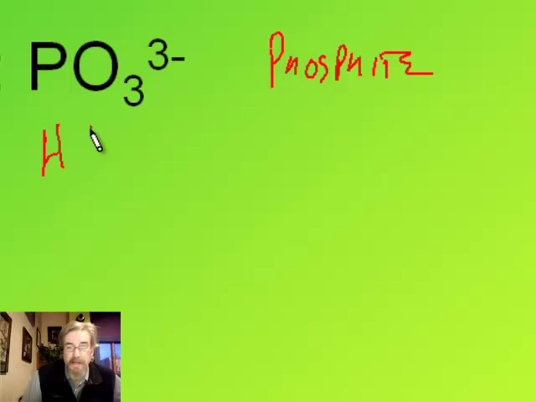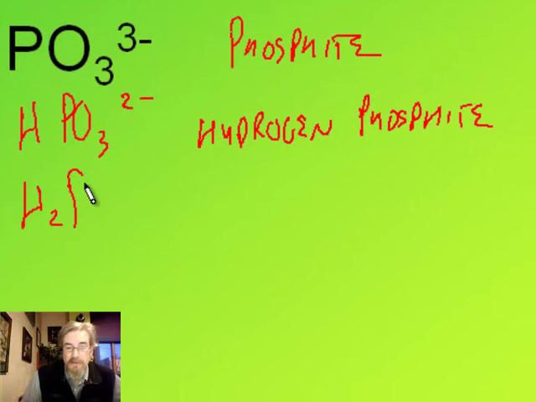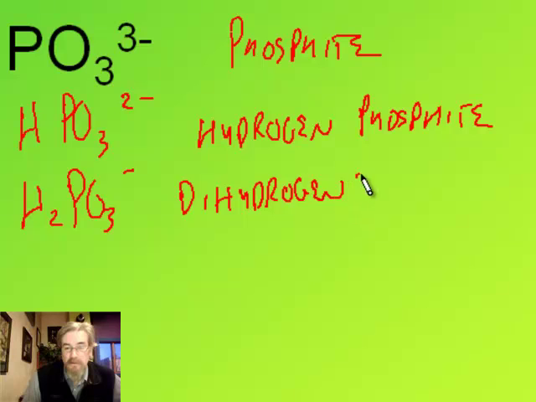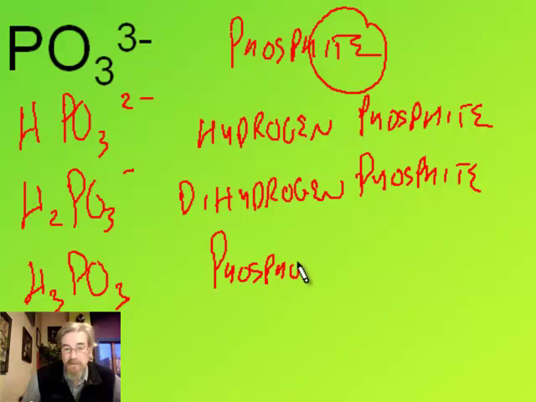This is phosphite. Give it a try. If I add an H, got HPO3, 2 minus, hydrogen phosphite. Add 2 H's, H2PO3, 1 minus, dihydrogen phosphite. Add 3 H's, and I have the acid. Because this started with ite, this is going to be phosphorus acid. Ends in ite, acid ends in us.